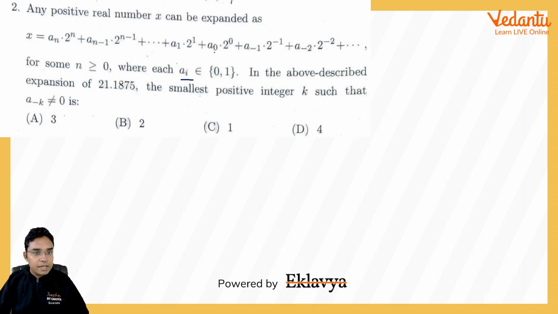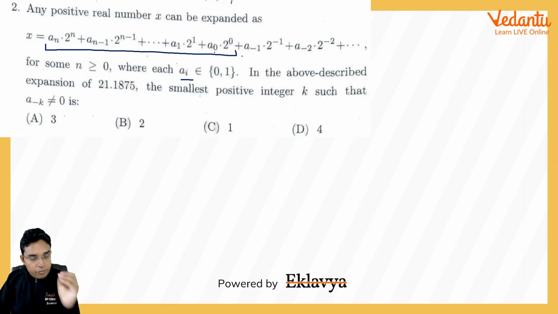In our described expansion of 21.1875, we have to find the smallest positive integer k such that a minus k is not equal to 0. So dear all, you can see if a_i is either 0 or 1, then from this term up to this term, if we write any possible value of a_i, they will all give us an integer value. Whereas on the right hand side, we will be getting values after the decimal.